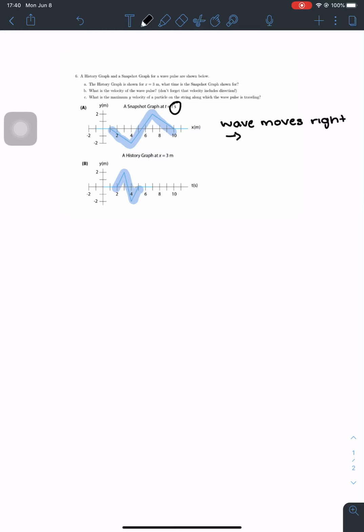So for this part, I will actually start solving for B instead, because you will need that answer in order to solve part A. Part B is asking us what is the velocity of the wave pulse. A hint given is that velocity also includes direction. A pulse, by definition, is a wave caused by a single disturbance that moves through a medium. The pulse has a sinusoidal pattern all throughout the graphs with a constant wave speed. The question at hand is asking what is the wave speed.